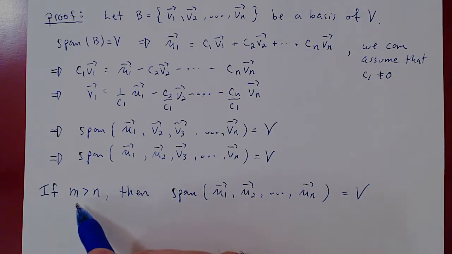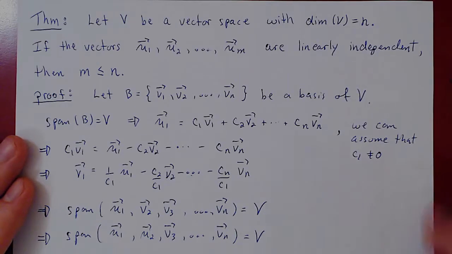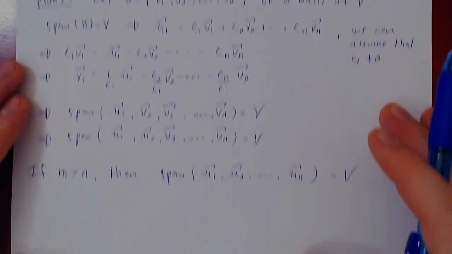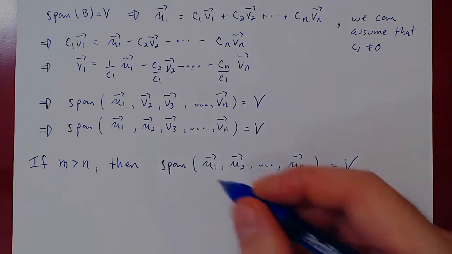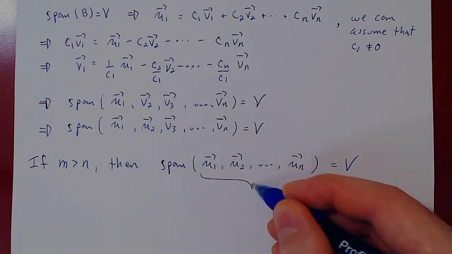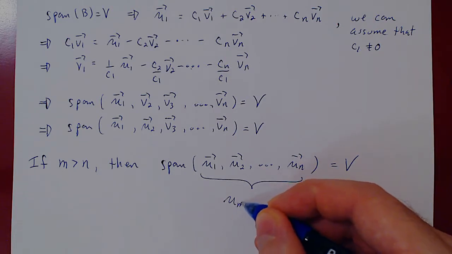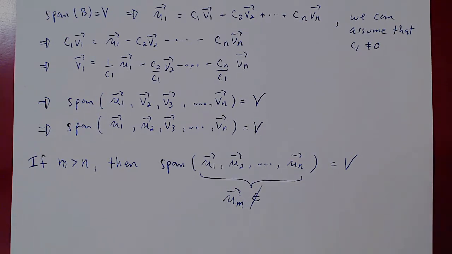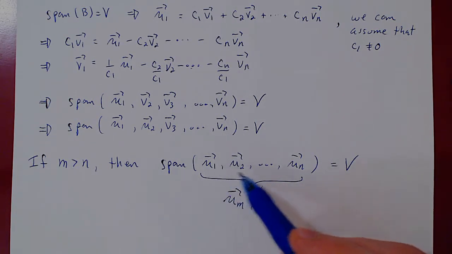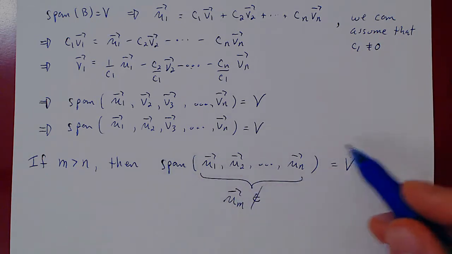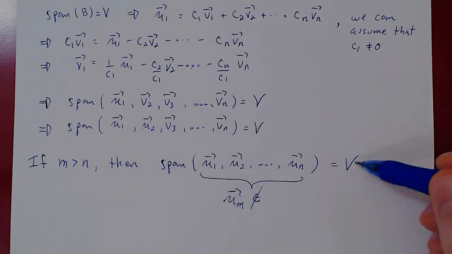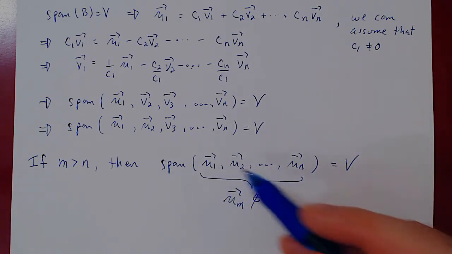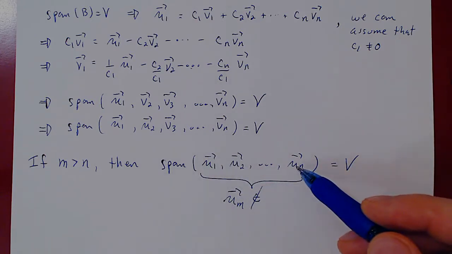But if you think of it, if m is strictly bigger than n, and we had m vectors in the u's, u1, u2 through um, well, clearly um is not there. So um does not belong to this list. But now think of why this is a contradiction. Because these n vectors, u1 through un, span the entire vector space, and um is a vector from V, um must therefore be a linear combination of the vectors u1, u2 up through un.